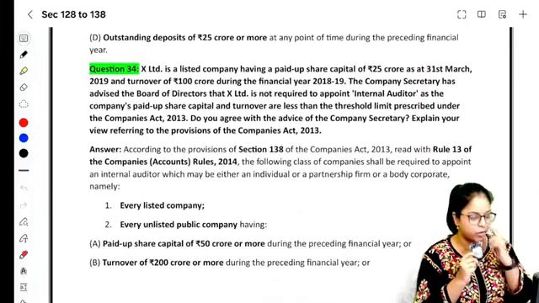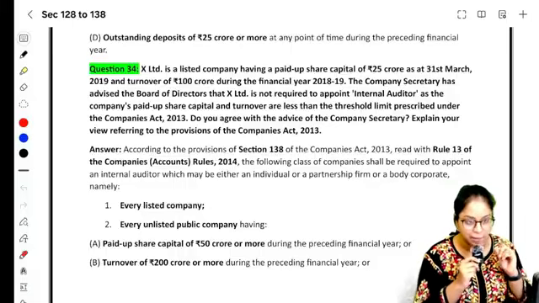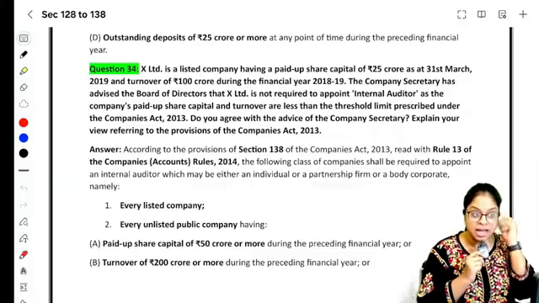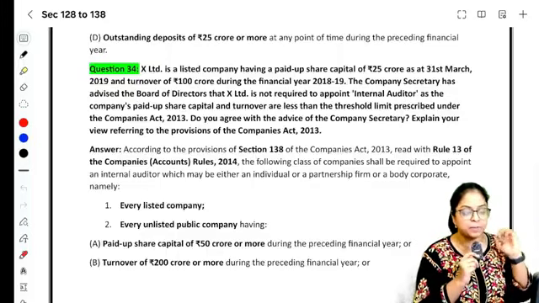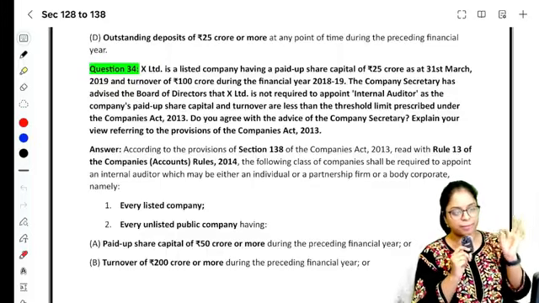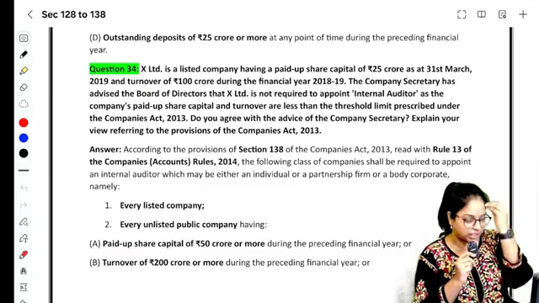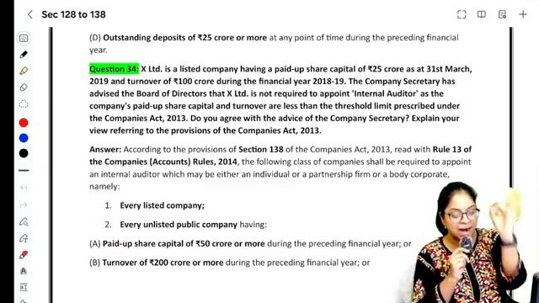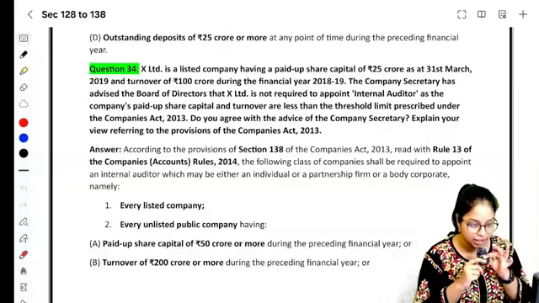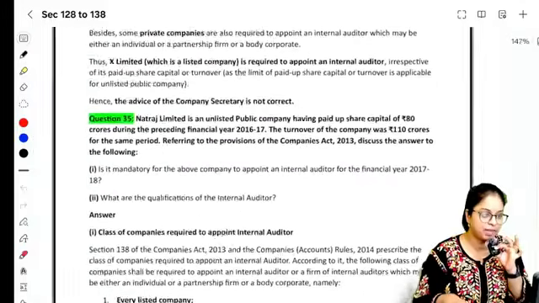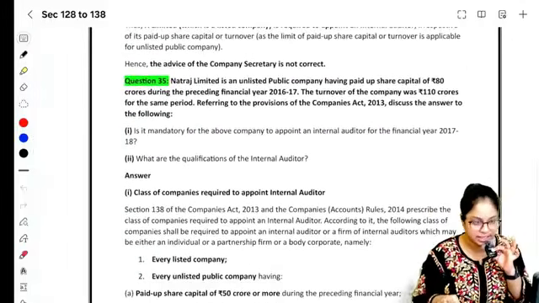Very simple, a very straightforward question. X Limited is a listed company having a paid up share capital of 25 crores and a turnover of 100 crores. The company secretary advised the board that they are not required to appoint an internal auditor as they do not meet the paid up share capital and turnover condition. You tell me, for a listed company, is there any condition? No. Listed company, whatever your threshold is, whatever your turnover is, whatever your paid up capital is, mandatorily you have to get an internal audit done. So here what the company secretary is saying is incorrect. Okay, the advice of the company secretary is incorrect.